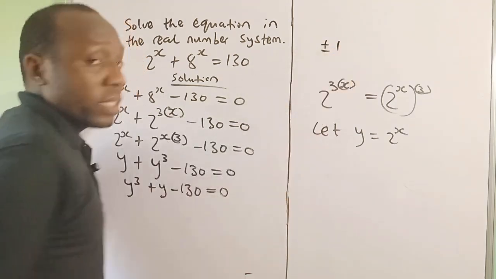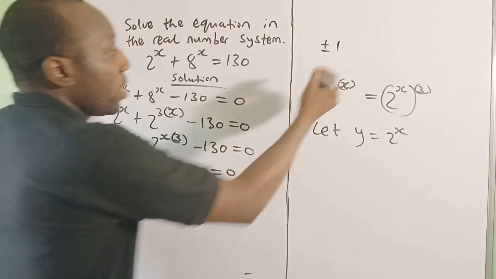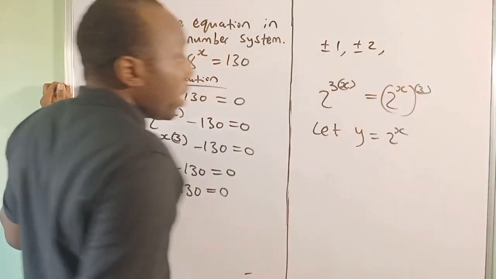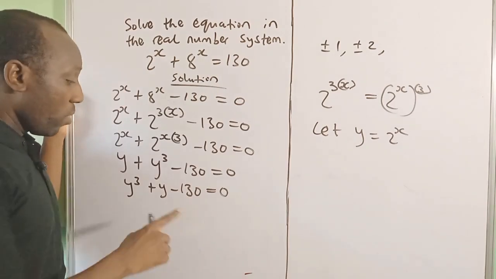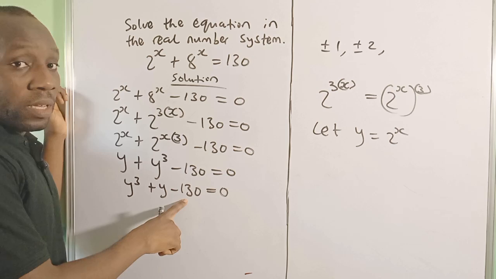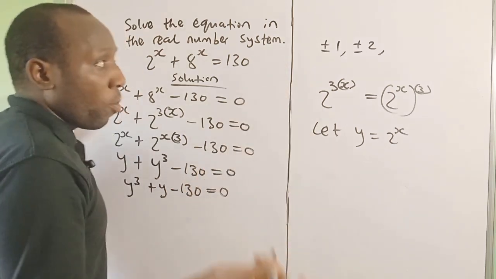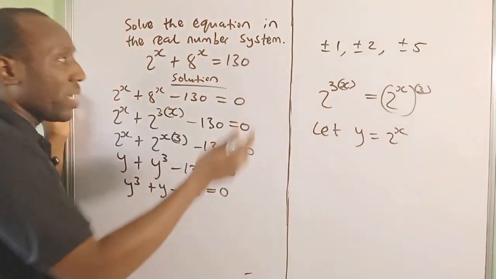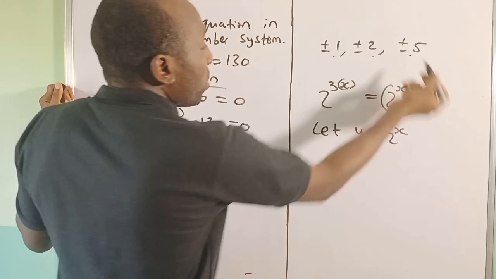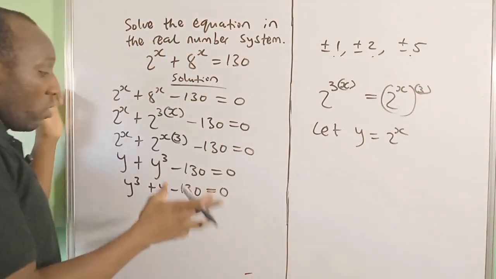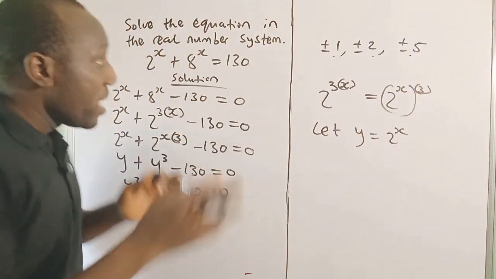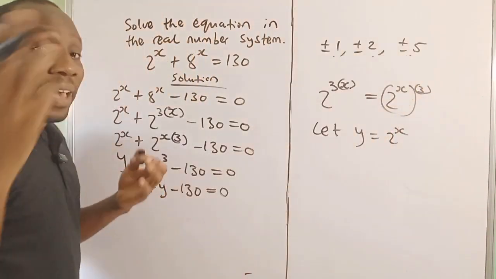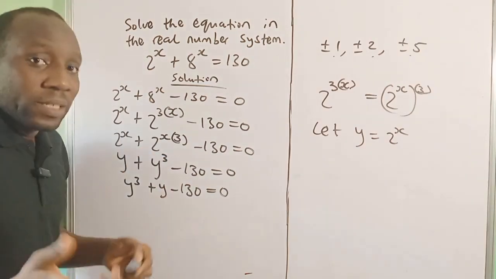So what are the factors of minus 130? Plus or minus 1 is a factor of minus 130. Plus or minus 2 is also a factor. Now, we cannot use plus or minus 3 because 3 cannot divide 130. We can't even use 4, but we can use 5. Plus or minus 5. So one of the roots has to be either this, or this. Okay? Now the question is, how do we even test if it's going to be plus or minus 1, plus or minus 2, or plus or minus 5, or any other number as it were?